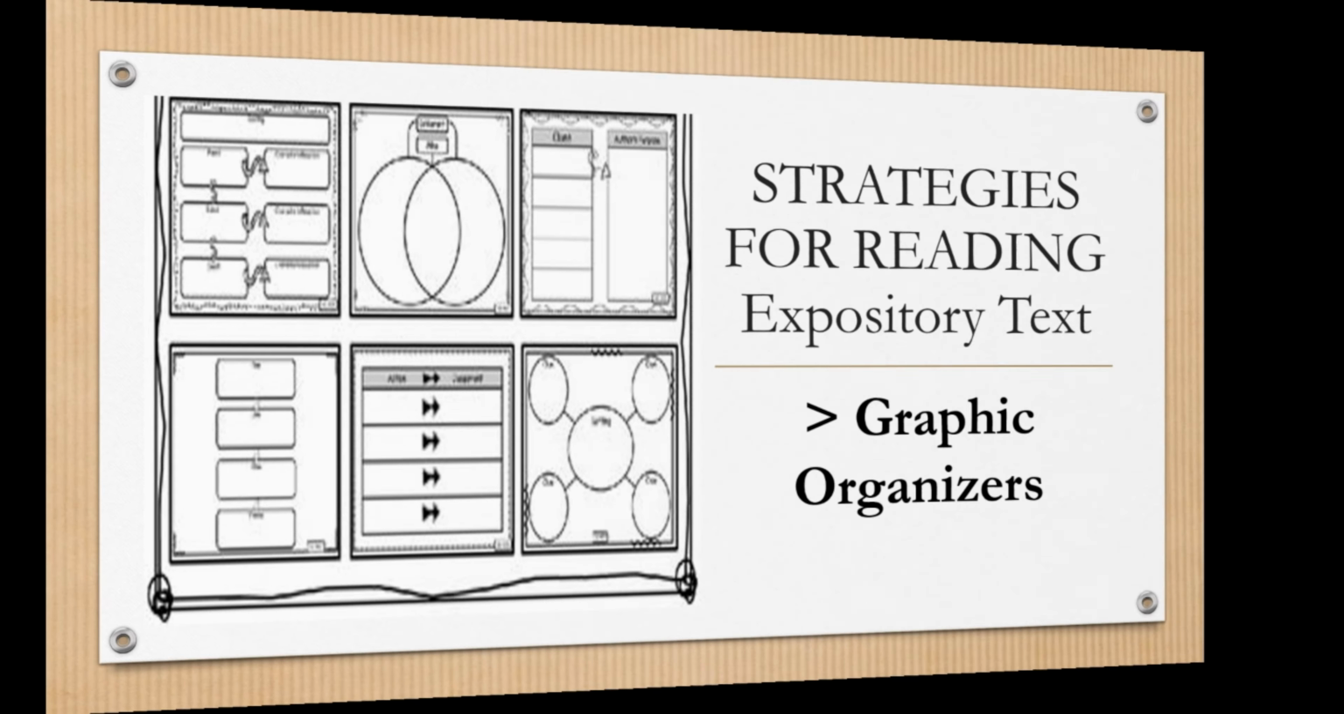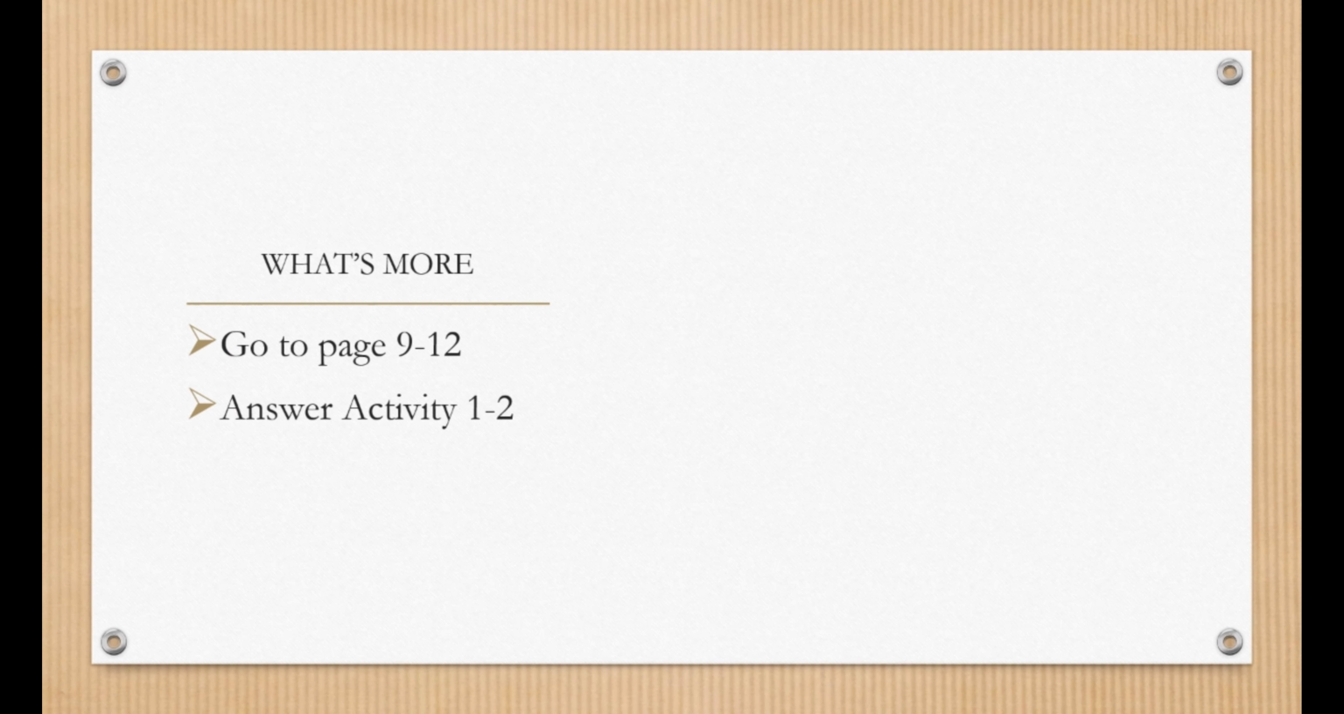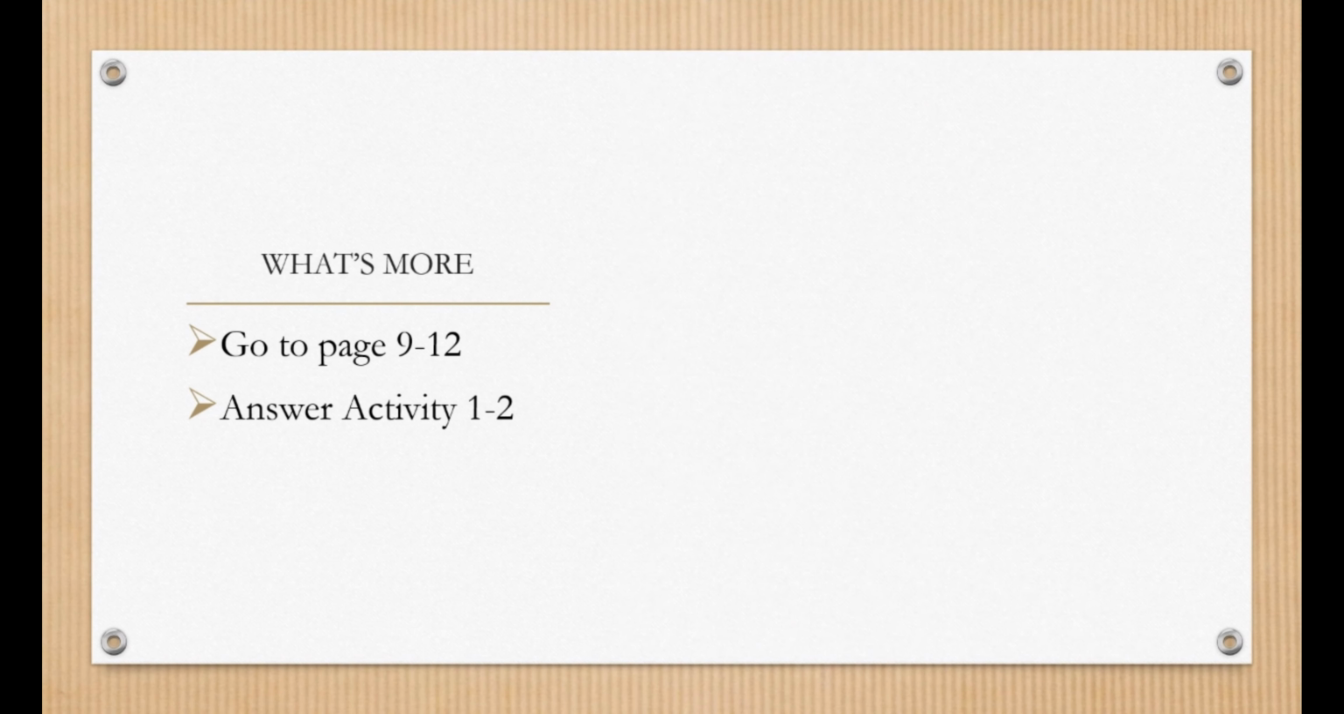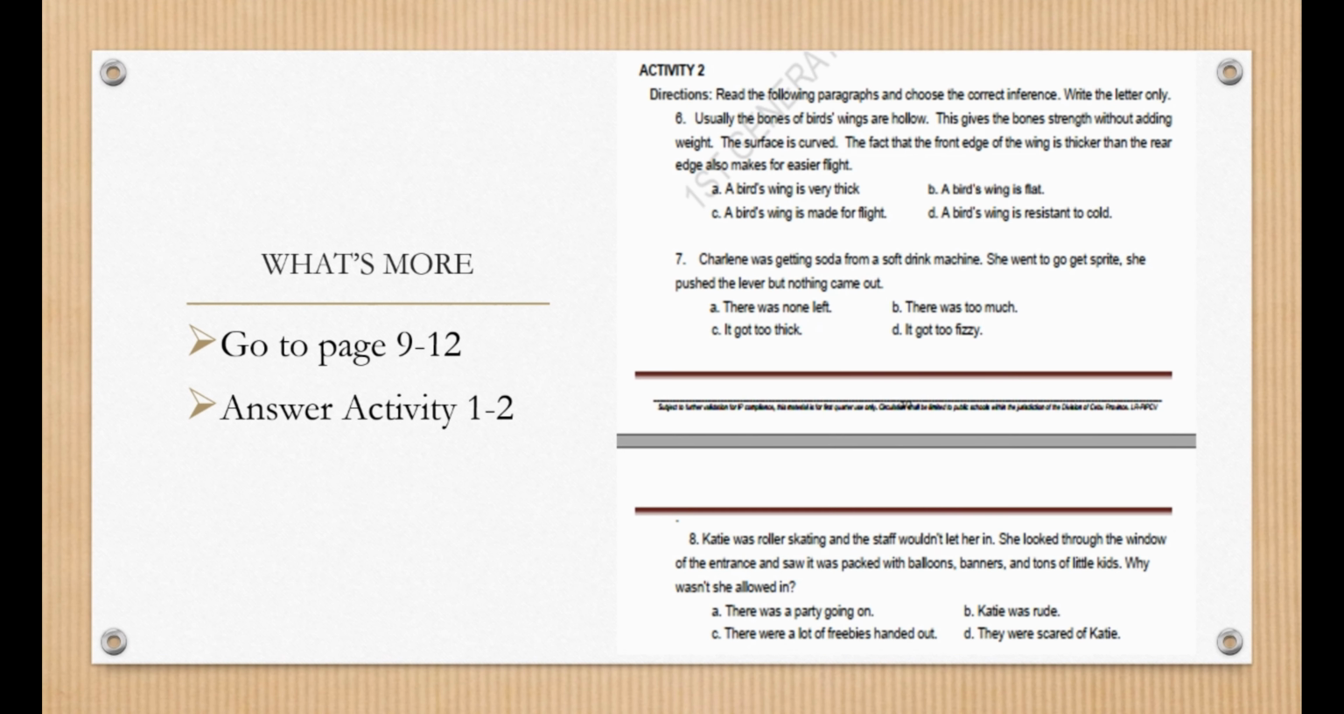Now let's apply what you just learned. Go to page 9 to 12. What's more? Answer activity 1 to 2. In activity 1, read the following paragraph and predict what will happen next. Choose the letter of the best answer. In activity 2, read the following paragraphs and choose the correct inference. Write the letter only. Are you ready to answer? Let's go!